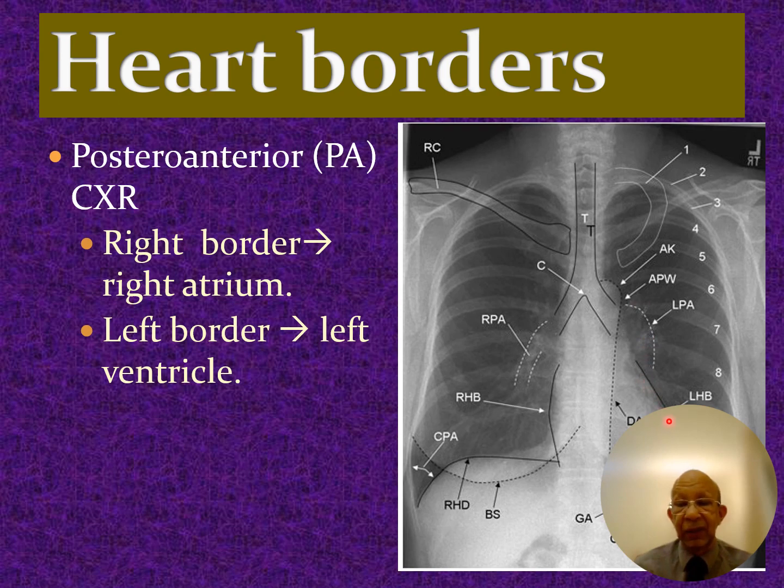This is the left heart border. The left heart border is made by the left ventricle. This line is the descending aorta. On the right side here, this is the right heart border, and the right heart border is made by the right atrium. Now, this is the hemidiaphragm. That's the right hemidiaphragm, and on the left here is the left hemidiaphragm.